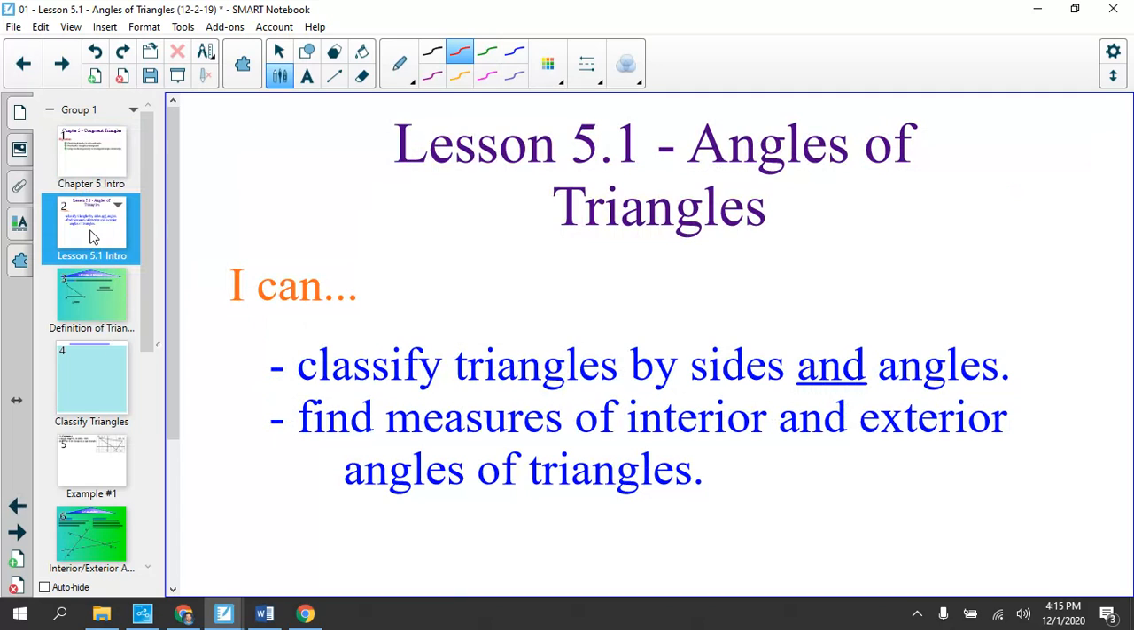Today specifically, like I said, no proofs going on in this lesson. This is really going over some of the properties of just triangles as a polygon, naming them, and then how do we classify by its sides and angles. So let's jump into it. Today specifically 5.1, angles of triangles. Let's do it. All right, here we go.